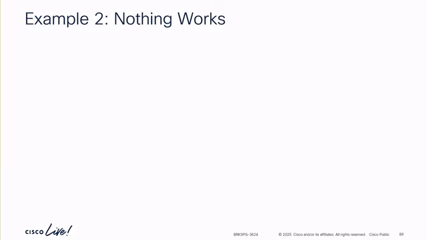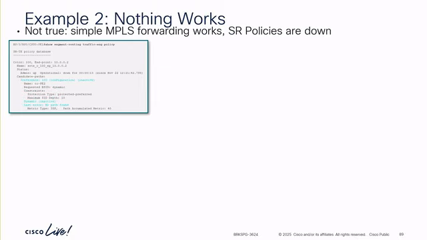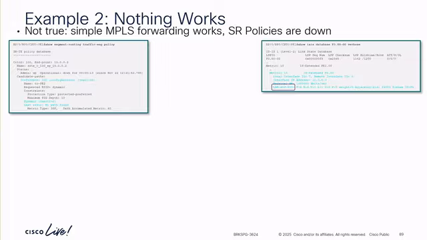Customer opens the TAC case, he says nothing works. Okay, let's have a look. Show segment-routing traffic-engineering policy, the policy is down, but actually the forwarding was working. We were using MPLS forwarding, it actually worked, and so on. But okay, the policy is down. We have figured that out. But right, none of the policies were working.